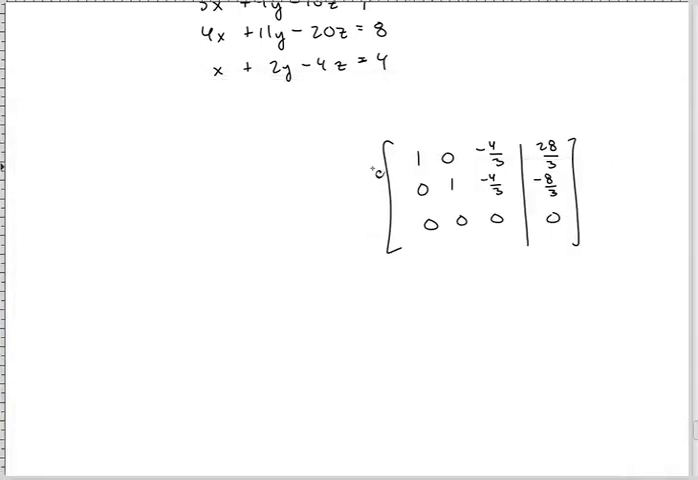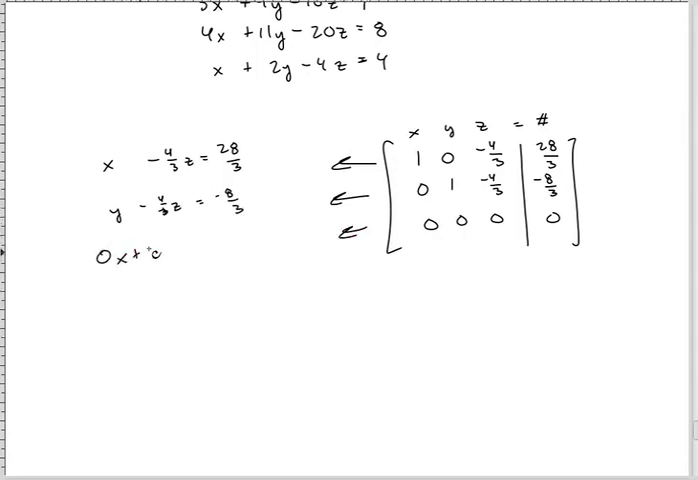And so just like last time, I'm going to go this way with it, I guess. So this is my x, my y, my z equals a number. And I'm going to rewrite it. So then I got x minus 4/3 z is equal to 28/3. For this one, I've got y minus 4/3 z is equal to -8/3. But the bottom here is different now. 0x plus 0y plus 0z is equal to 0. If you look at this, we got 0 is equal to 0. True. If I could spell true, that is. True.